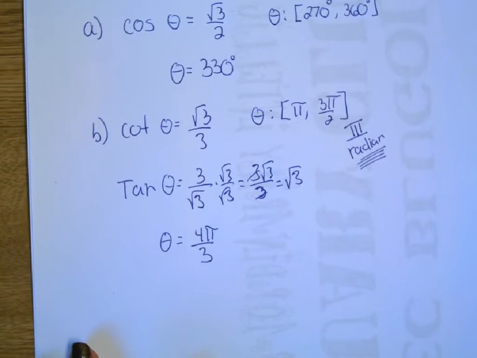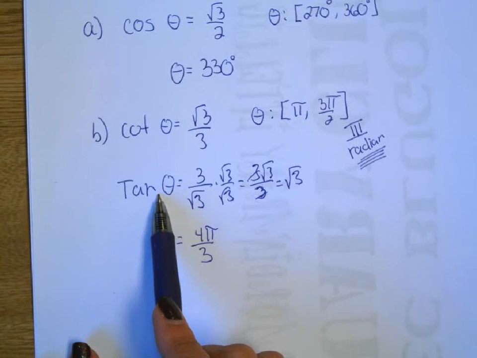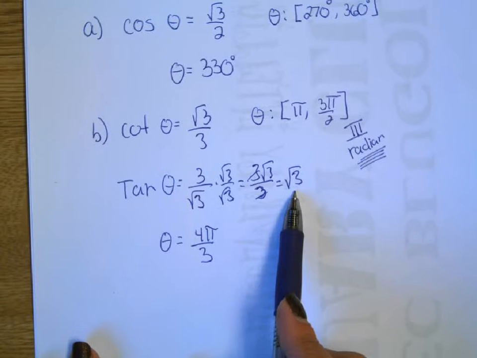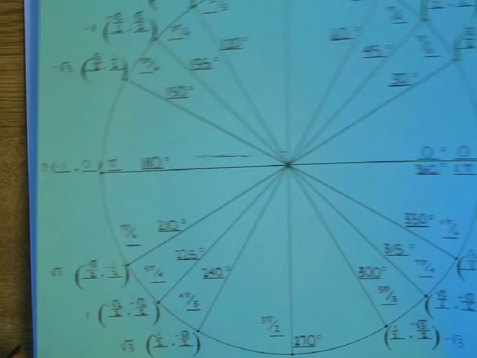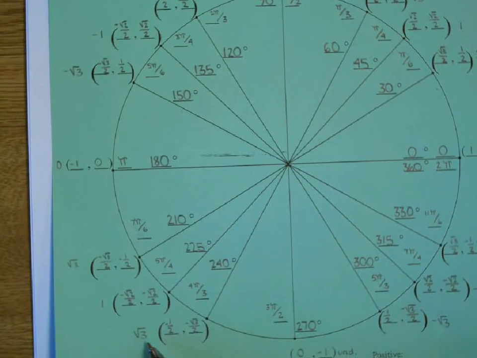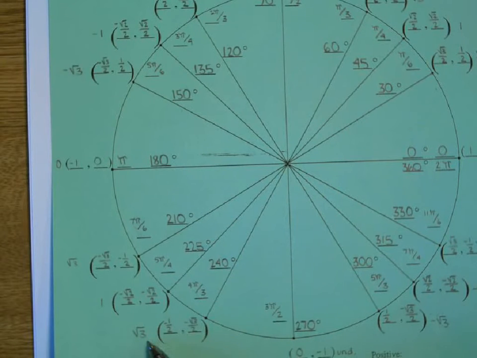Let's go one more. Wouldn't it be 7 pi over 6? We're looking for the tangent to be square root of 3. That's at 210 degrees. Is it 210 or 240? It's 210. No, tangent of square root of 3 looks like it's at 240 to me.